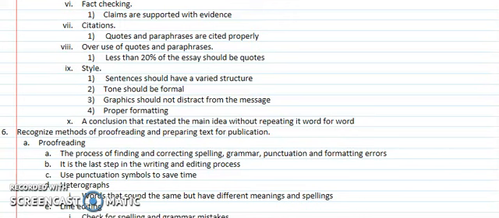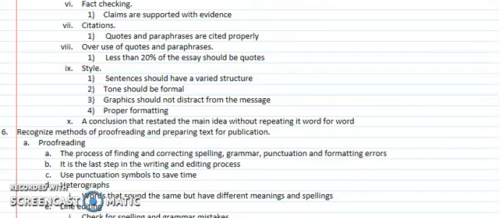Don't use quotes and paraphrase too much. Less than 20% of the essay should be quotes. And then with the style, the sentences should have a varied structure. The tone should be formal, and the graphics should not distract from the message, and it should be formatted properly. A conclusion should restate the main idea, and it should not repeat it word for word.